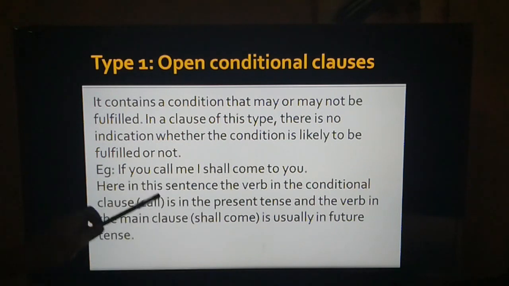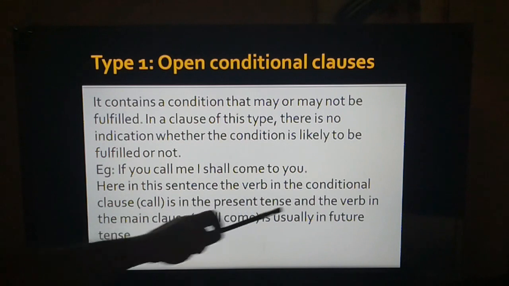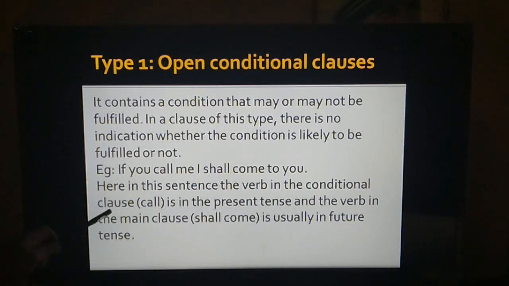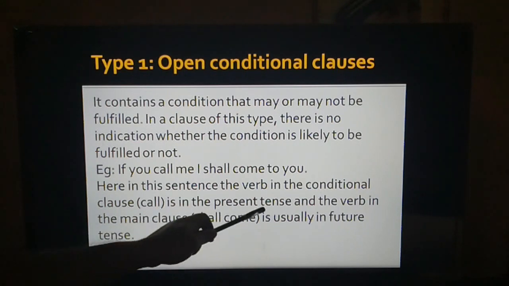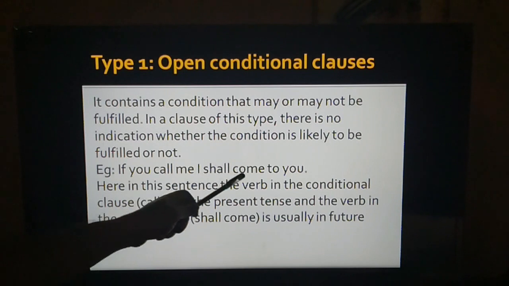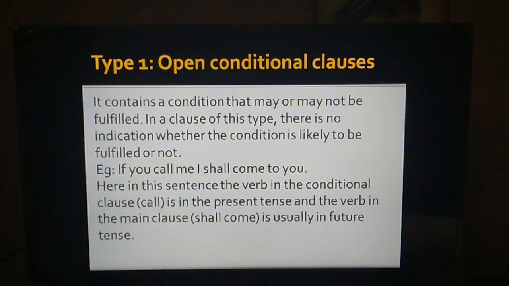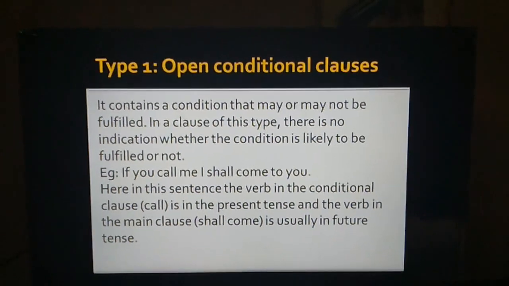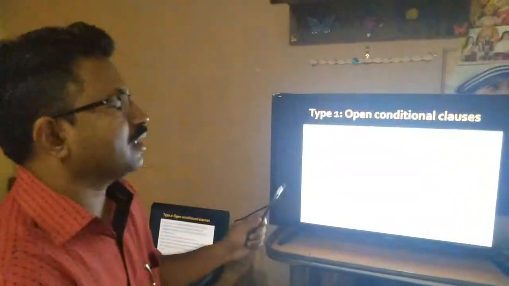Here in this sentence, the verb in the conditional clause. What is the verb in the conditional clause? That is called. It is in the present tense. And the verb in the main clause, shall come, is usually in the future. A simple future is used there. But still there is a difference in the tense of the verb.